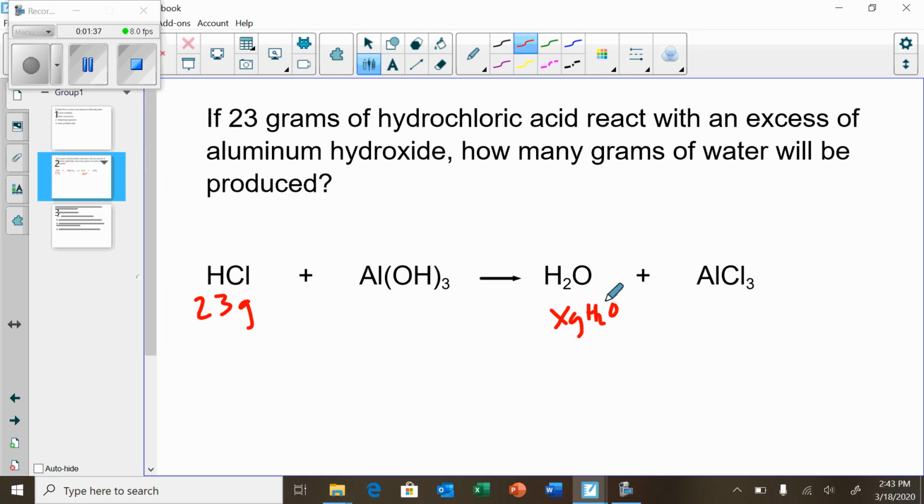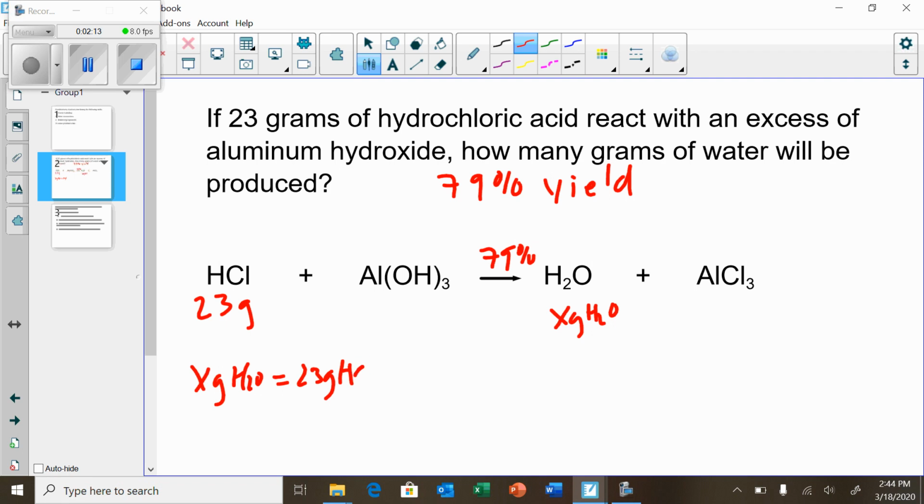Now, what I tell my students to do is write it on top of the arrow. So let's say this reaction has only a 79% yield. What I train my students to do is write it on top of this arrow, and you'll see why. So I'm going to write up here 79%. Okay, so what we're going to do is ignore the percentage yield for now. We're going to work the problem. How many grams of H2O can we make from 23 grams of HCl?